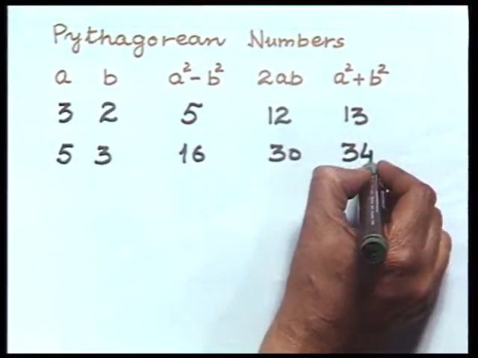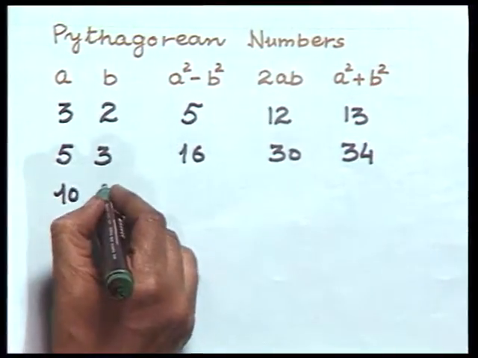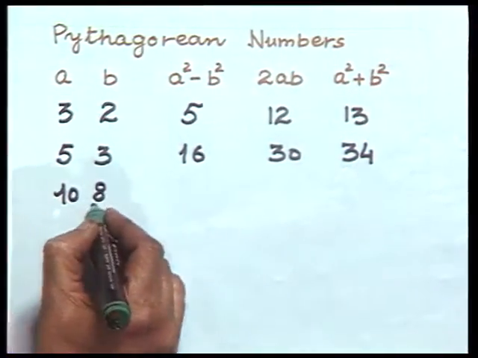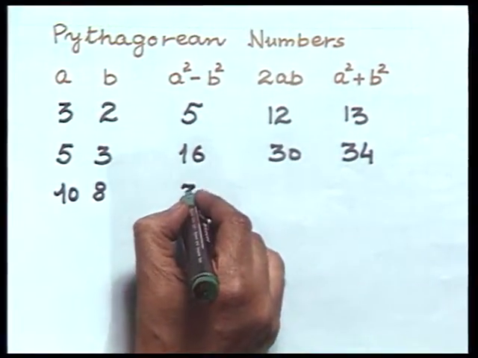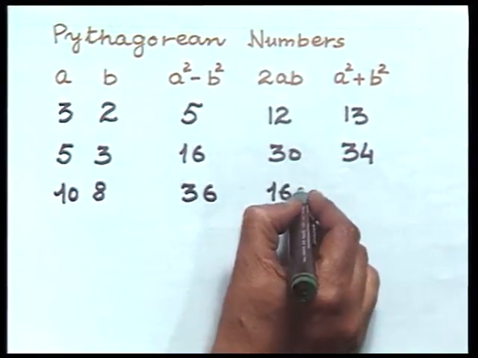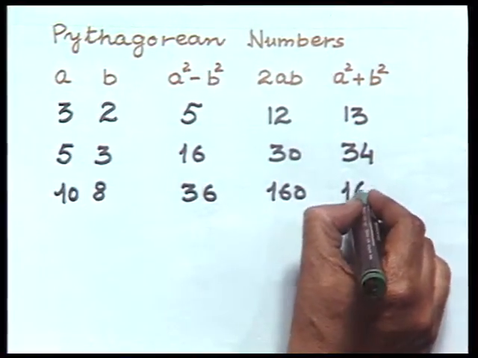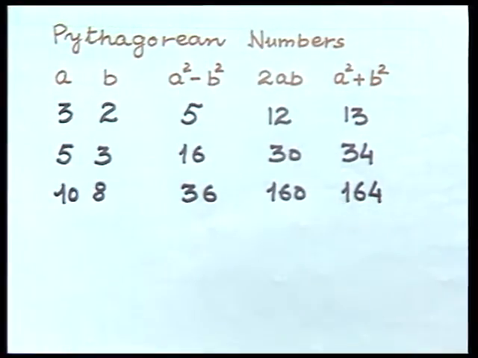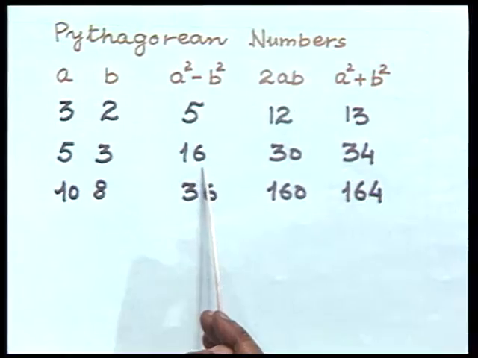If I take a as 10 and b as 8, then a squared minus b squared, that is 100 minus 64, will be 36. 2ab will be 160, and a squared plus b squared shall be 164. The numbers thus obtained will all satisfy the Pythagorean triplet property.